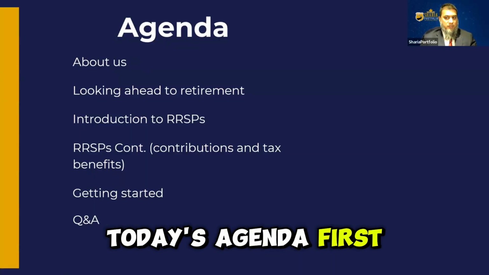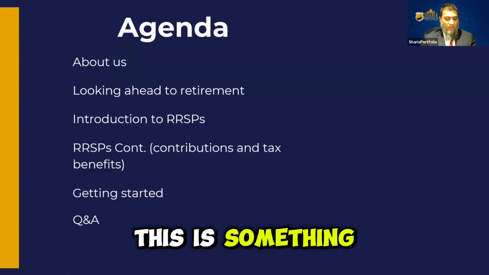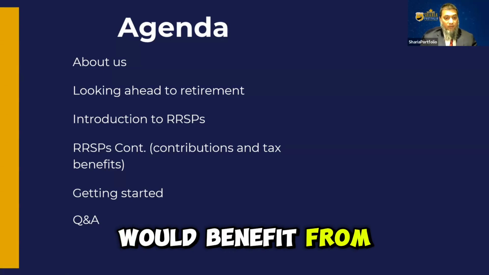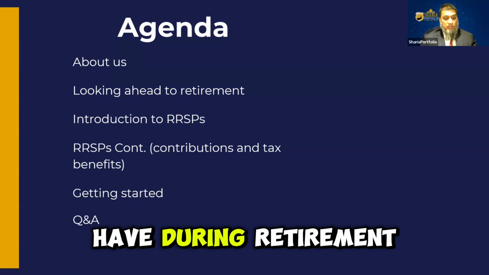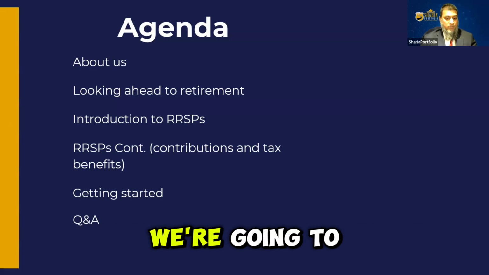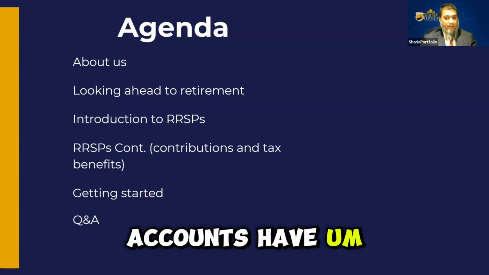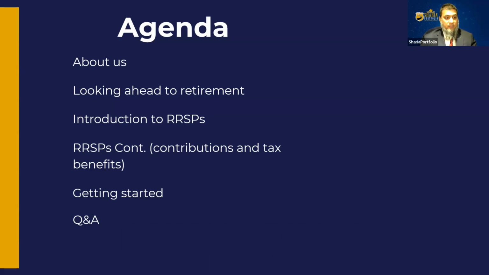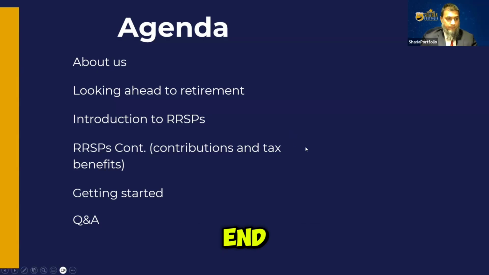For today's agenda, first, we're going to give an intro into ShariaPortfolio Canada, a little bit about us, what we've been working on, as well as looking ahead to retirement. This is something that a lot of us would benefit from understanding more, in terms of the needs that we'll have during retirement, as well as financially forecasting how to meet those needs. We're going to go over some of the features of registered retirement savings plan accounts, different types of RRSPs, what the taxable benefits or features of an RRSP account are, as well as how to get started with an RRSP account. And then we'll open it up to some Q&A at the end.